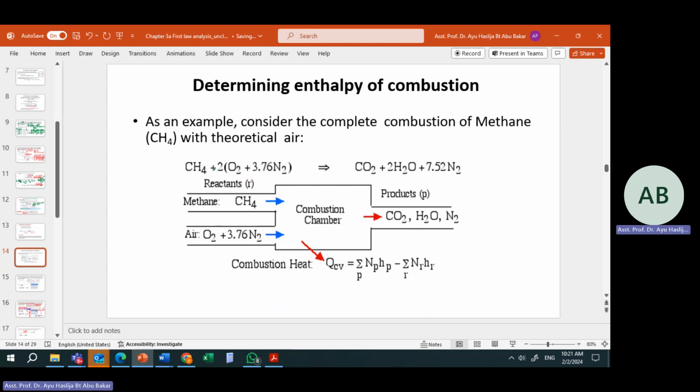Now we go for this example. Consider the complete combustion of methane. Complete combustion. Methane CH4 with theoretical air. Means no excess oxygen. Okay, first thing first, you need to generate the combustion equation. This is the first step. Because in assessment, midterm test or final, most of the time I will not give the combustion equation. You must generate on your own.